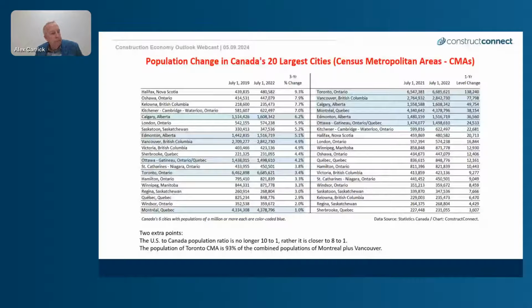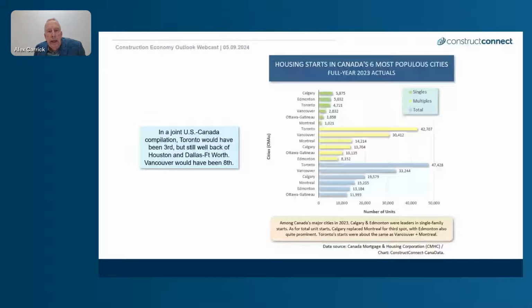Next slide, please, Paul. And housing starts in Canada's biggest cities. It's Toronto that's the leader. But last year, for the first time that I can remember, Calgary replaced Montreal in 3rd place. Montreal was bumped to 4th. Vancouver was 2nd. And if you look at Canada and the United States combined, housing starts in Toronto would have placed 3rd overall, although still considerably behind Houston and Dallas. And Vancouver would have been 8th overall.